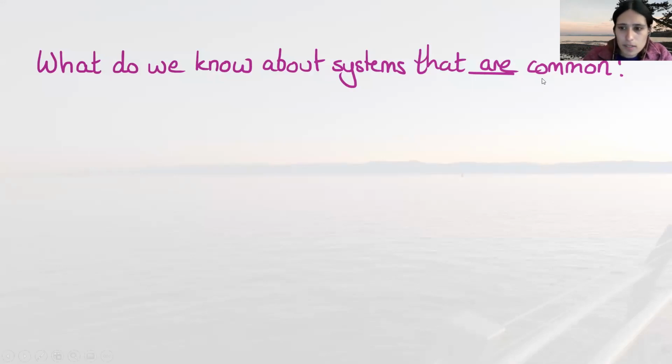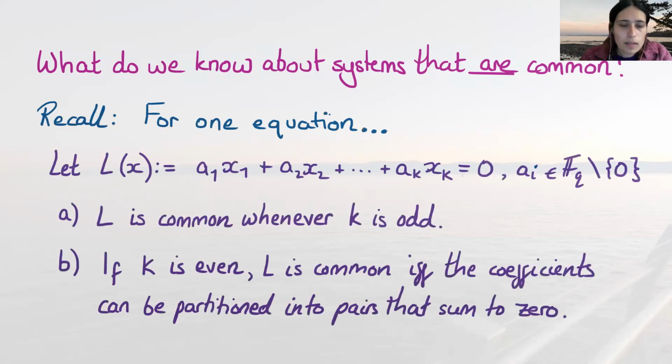What about systems that are common? Well, for a single equation, everything is very, very well understood. So I remember I stated this theorem, which said that we've got L of x is this single equation. We know that it's common whenever k is odd. And if k is even, well, it's common if and only if the coefficients can be partitioned into pairs which sum to 0. So there's a really nice characterization of single equation systems.